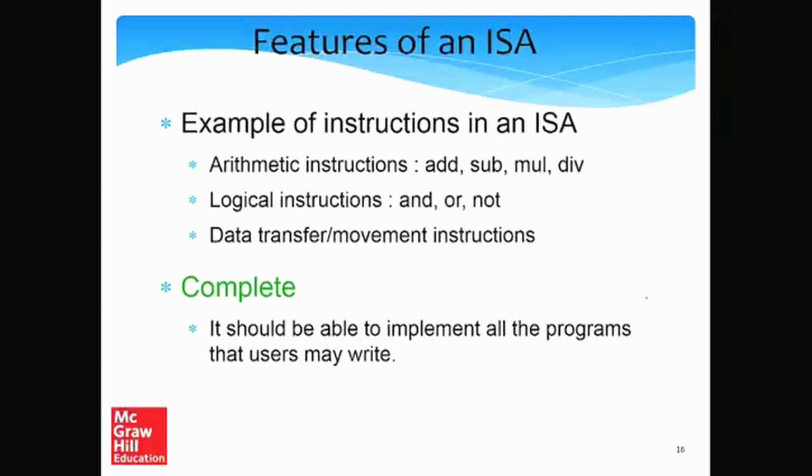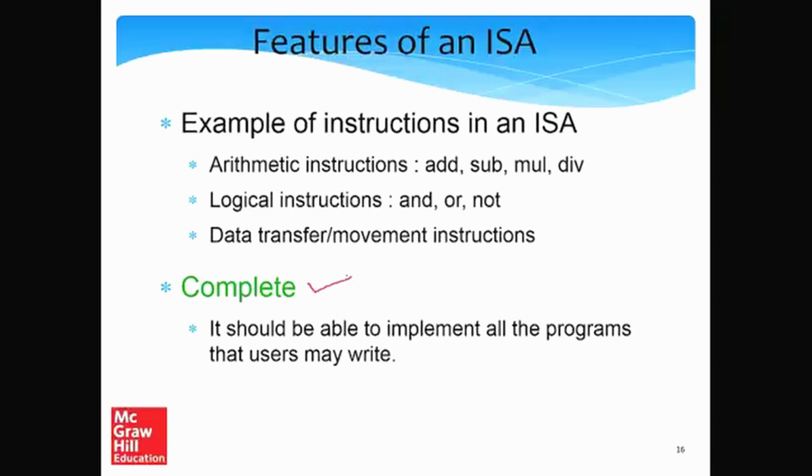So what are the desirable features that you want of an ISA, and what are the absolutely critical features? The most critical feature that you want is that it needs to be complete. What I mean by complete is that it should be able to implement all the programs that users may want to write.